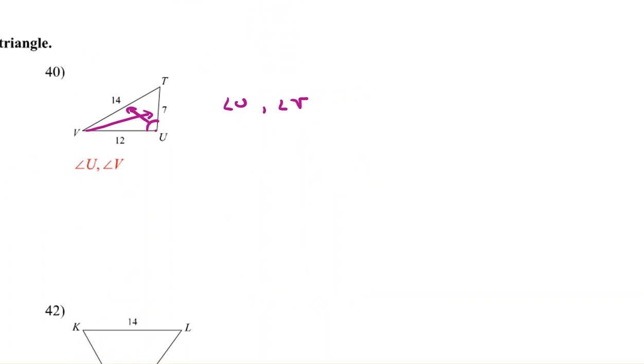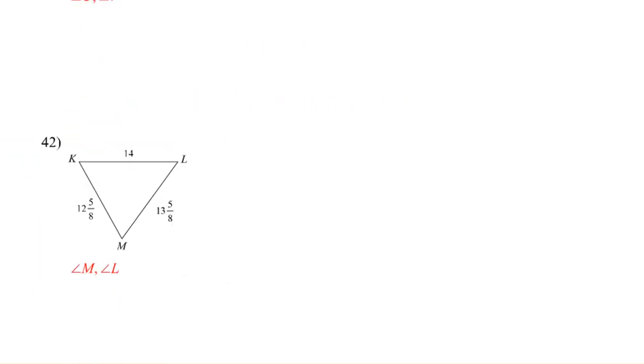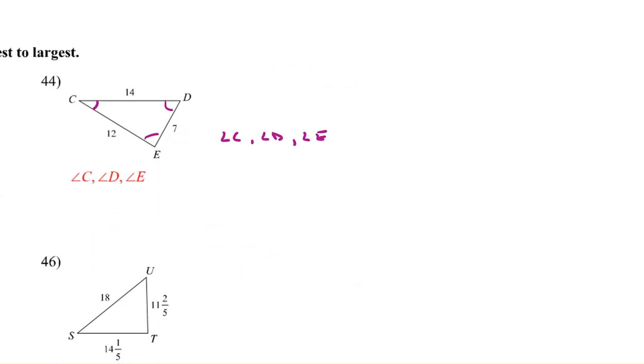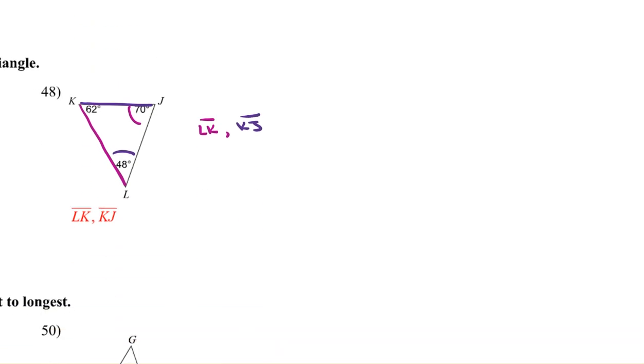Down here you just have to know how to look across from the angle. So what's across from the angle is the 7. Who's across from the 14? The angle U is. So U is the larger one, and then V is the smaller one. No big deal there. Here again, just going from smallest to largest. So who's across from 7? It's C. Who's across from 12? It's D. Who's across from 15? It's E.